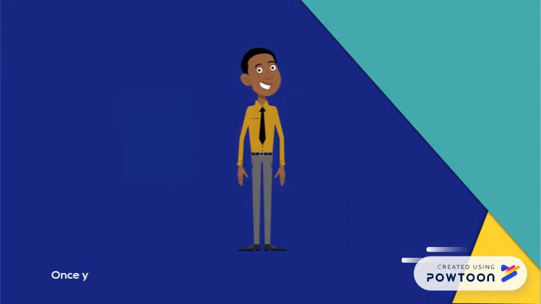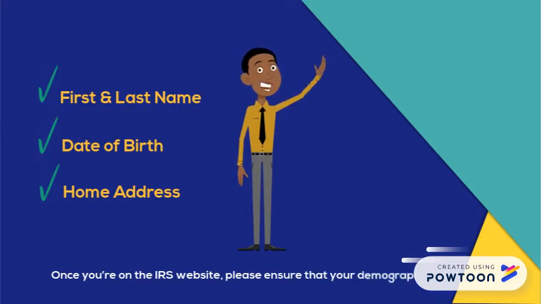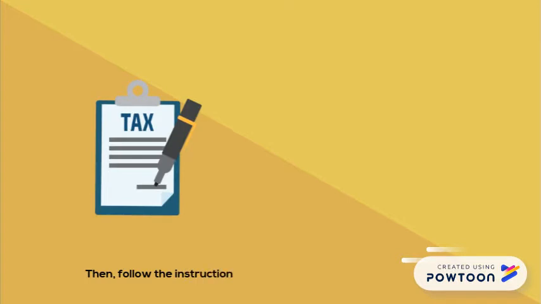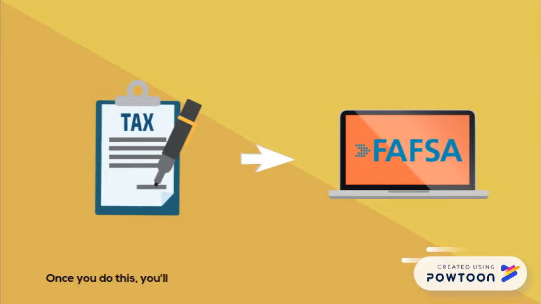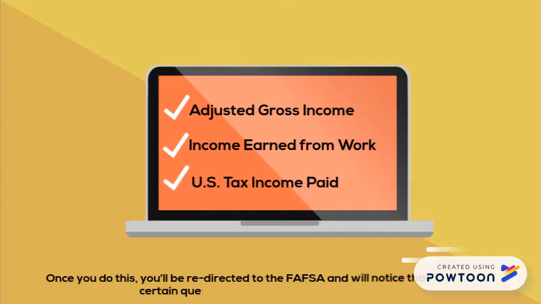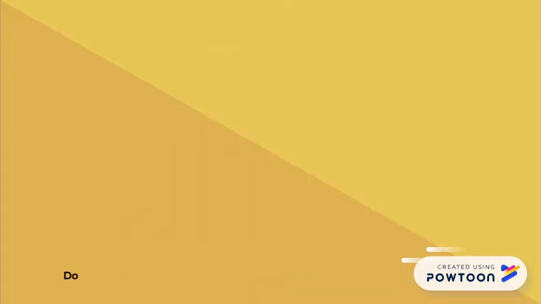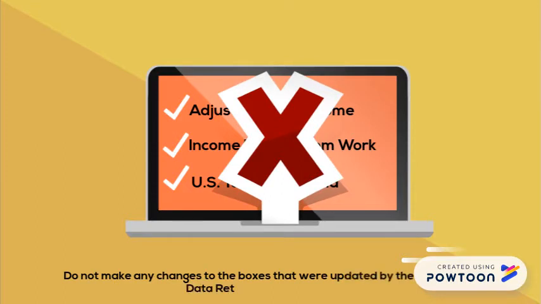Once you're on the IRS website, please ensure that your demographic information is correct. Then, follow the instructions to begin transferring your tax information to the FAFSA. Once you do this, you'll be redirected to the FAFSA and will notice that certain questions have been filled in. Do not make any changes to the boxes that were updated by the data retrieval tool.